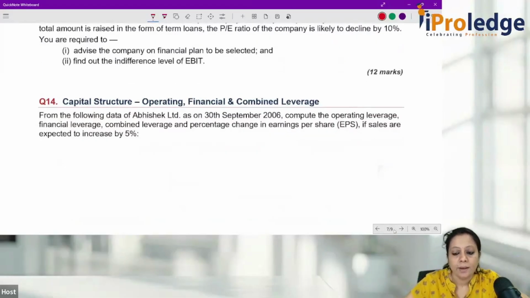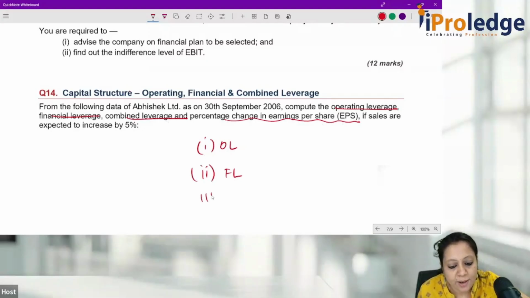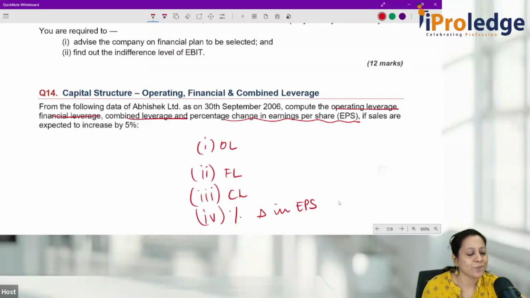Now, what and all we need to calculate? Operating leverage, financial leverage, combined leverage, and the percentage change in EPS. So there are four things: operating leverage, financial leverage, combined leverage, and percentage change in EPS. All these things they have asked us. Let us see how we need to go about it.